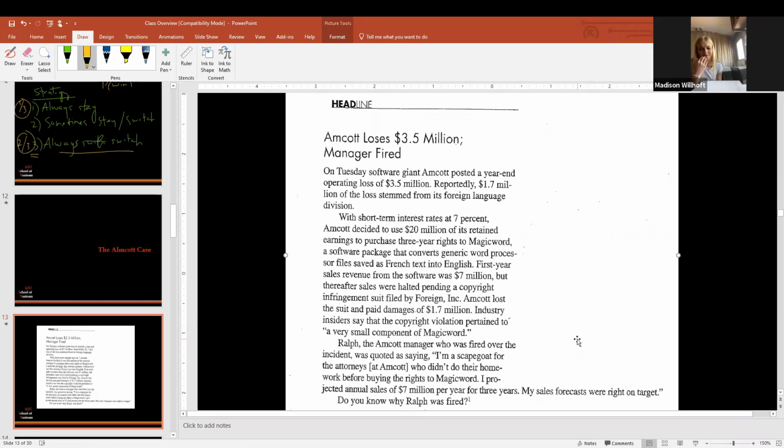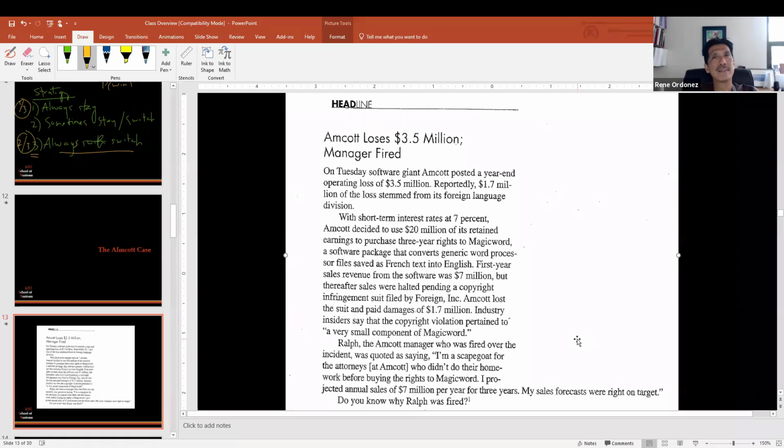But okay, so let's focus on this now. With the information that you have in front of you, was the investment a good investment? Meaning Ralph is right that he was used as a scapegoat, or not a good investment, in which case Ralph made a poor decision before 20 million was invested.